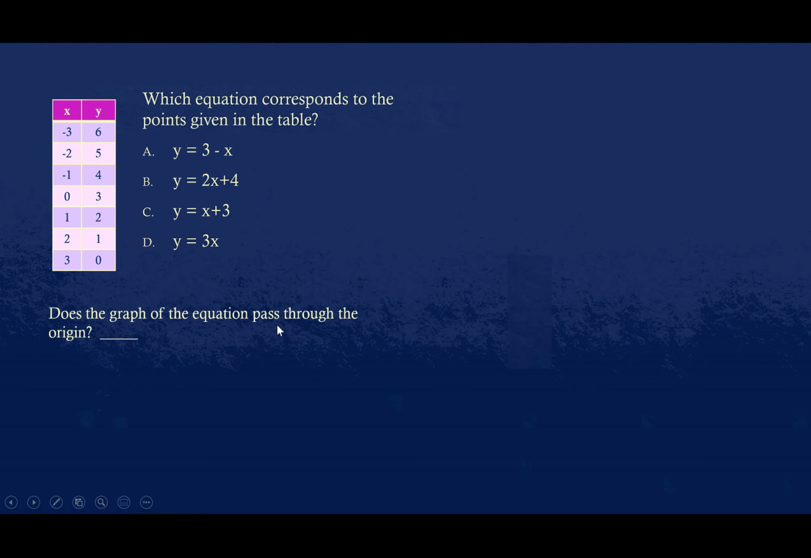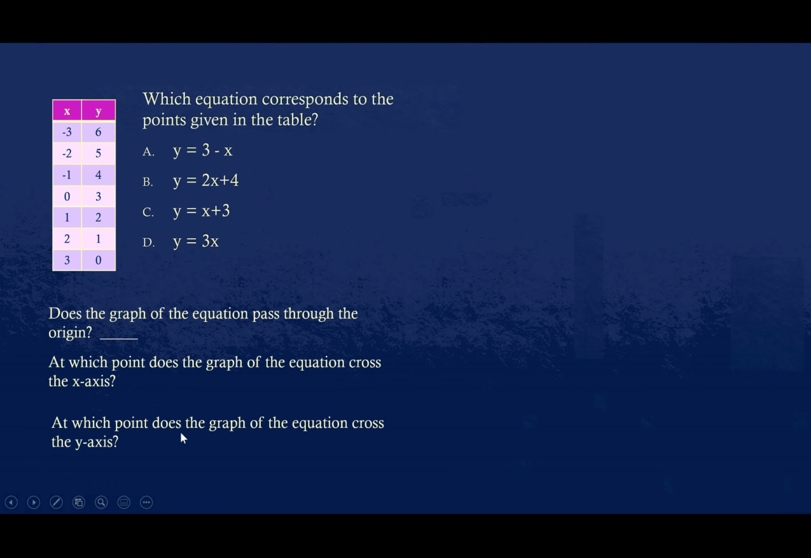Does the graph of the equation pass through the origin? At which point does the graph of the equation cross the x-axis? And at which point does the graph of the equation cross the y-axis?